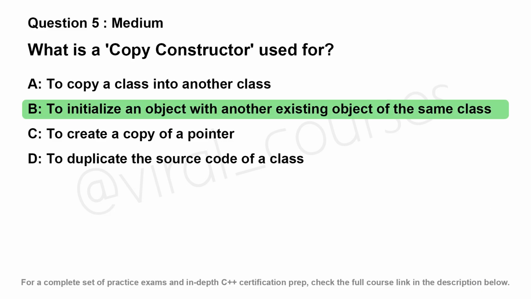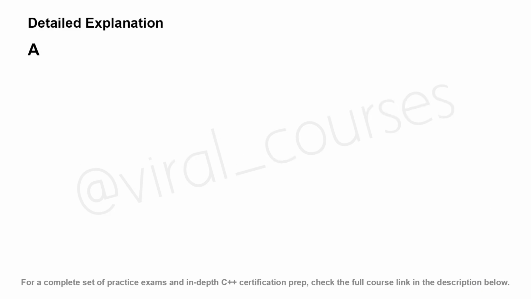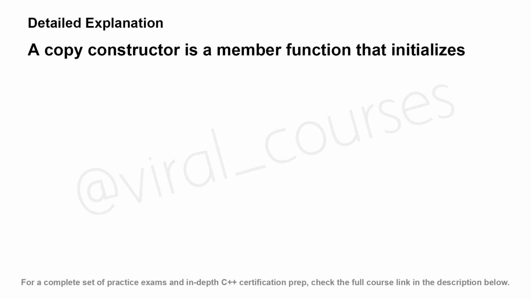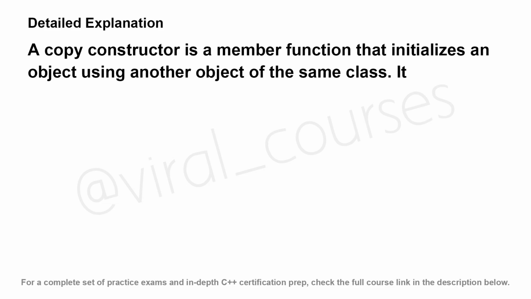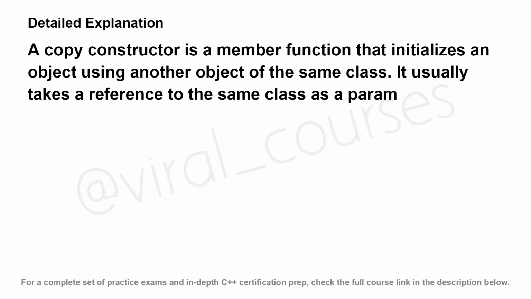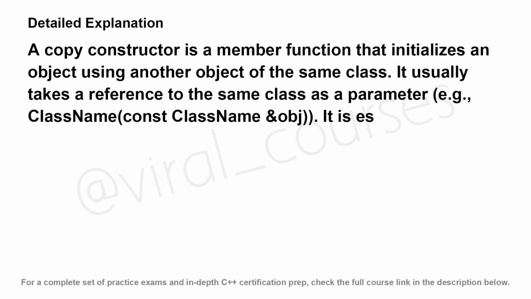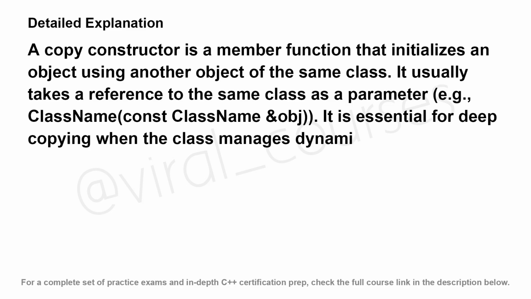The correct answer is B. A copy constructor is a member function that initializes an object using another object of the same class. It usually takes a reference to the same class as a parameter, e.g., ClassName(const ClassName& obj). It is essential for deep copying when the class manages dynamic memory or resources.